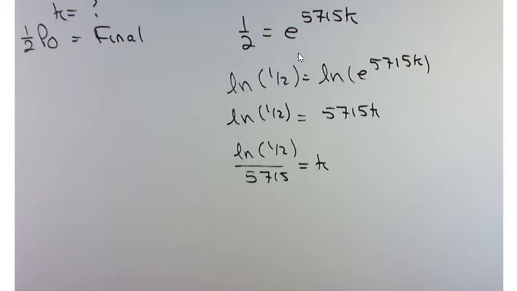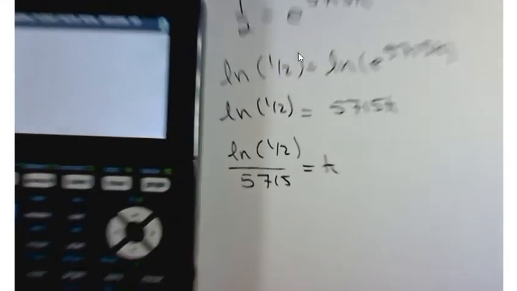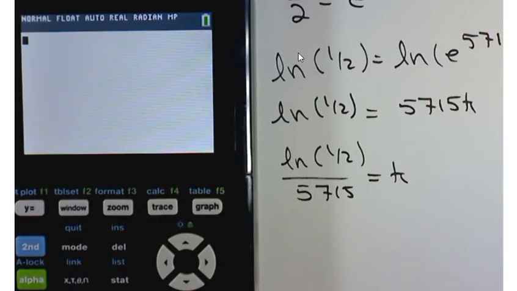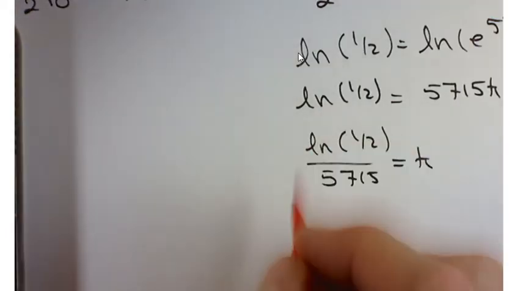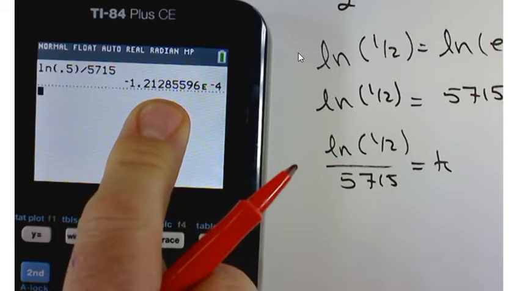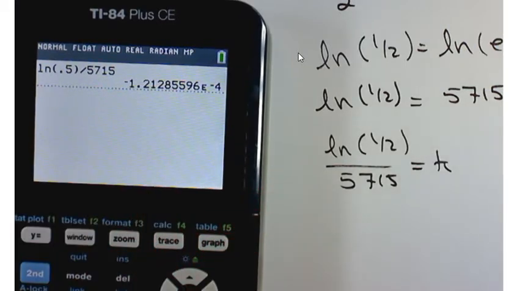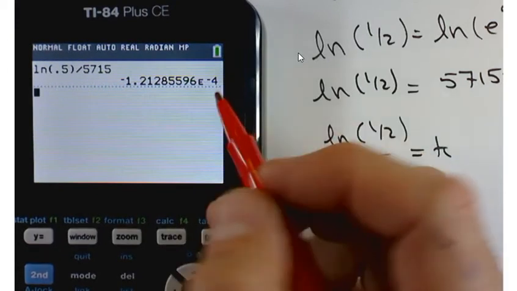Let's come up with a decimal value for that. So, the ln of 0.5, divided by 5715. So, pretty small. Do you recognize what this is? What's important to notice and not overlook in this number? E to the negative 4.